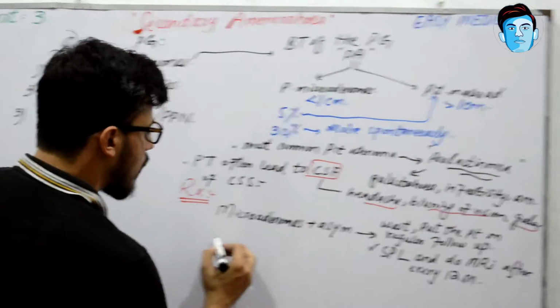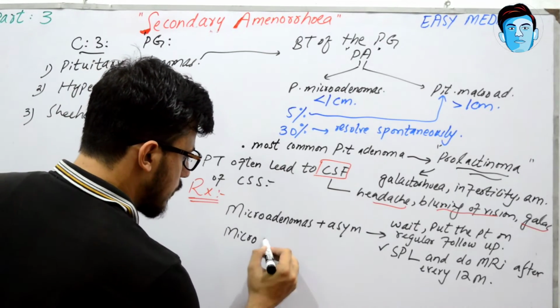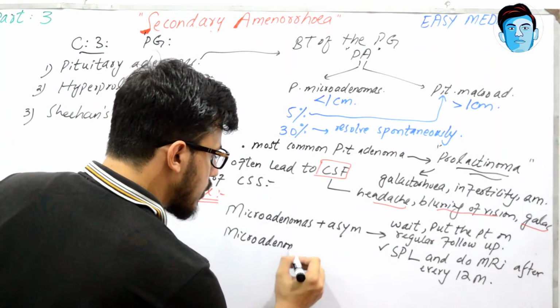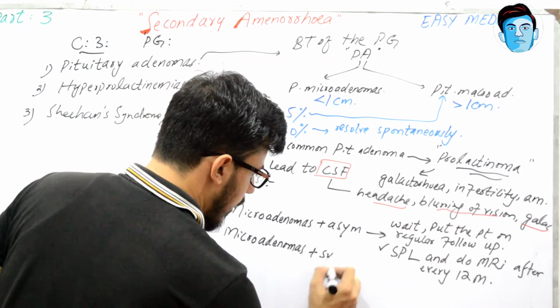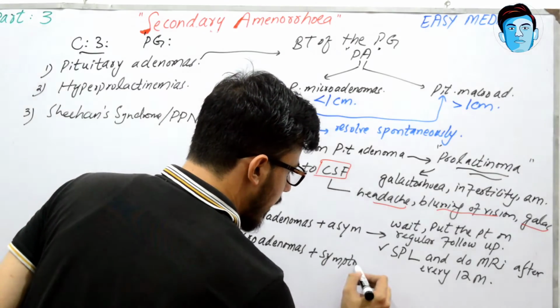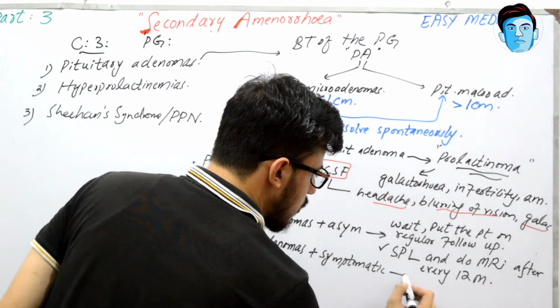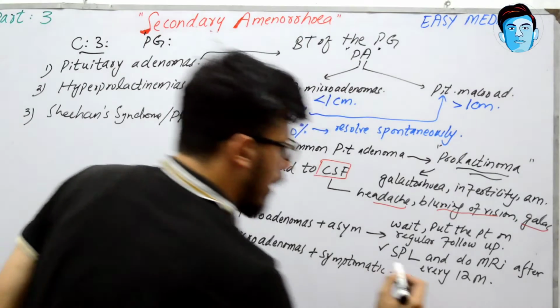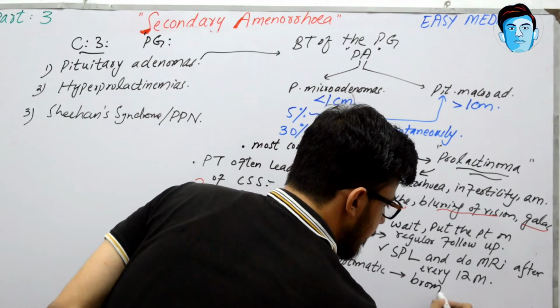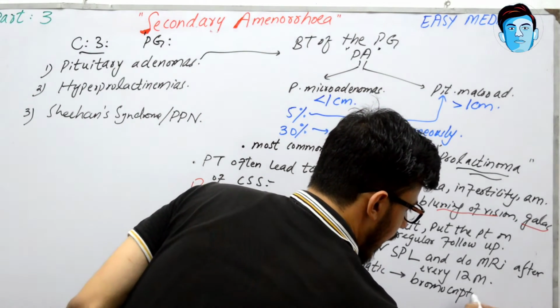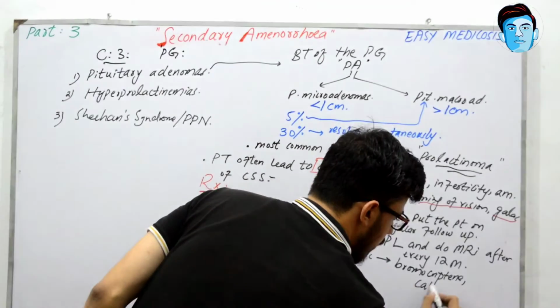Now if there are pituitary microadenomas and the patients are symptomatic, in that condition you will treat the patient with bromocriptine and cabergoline.